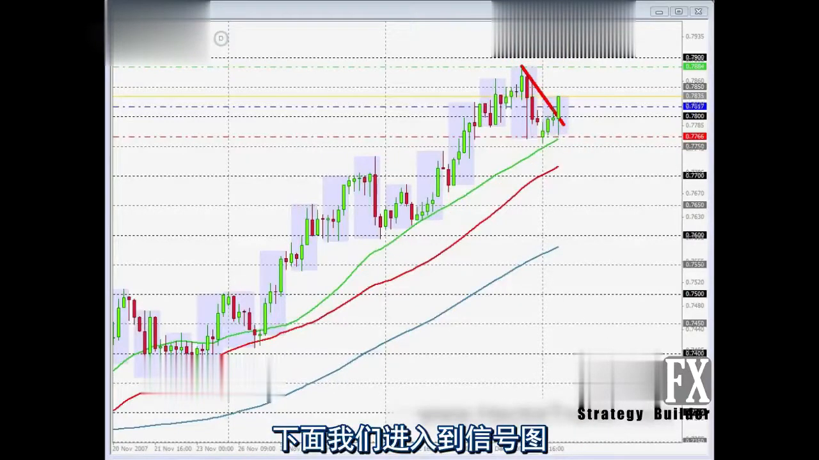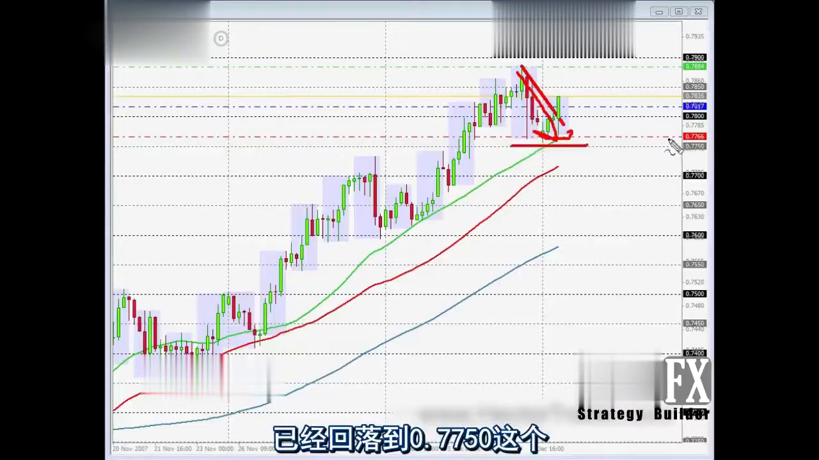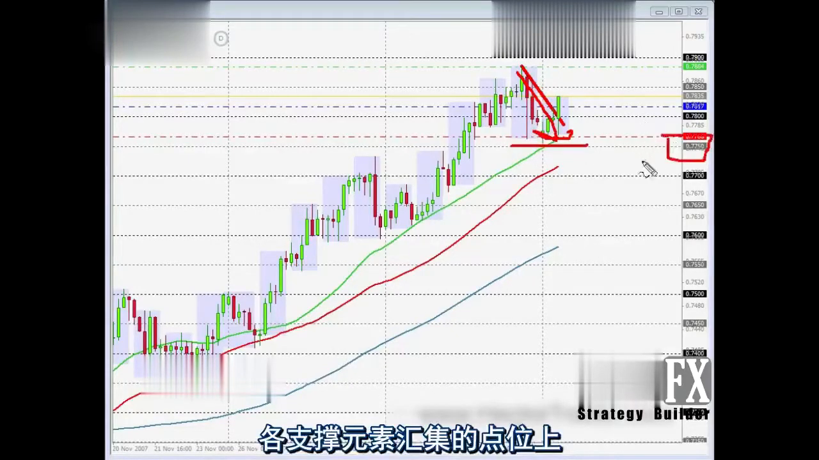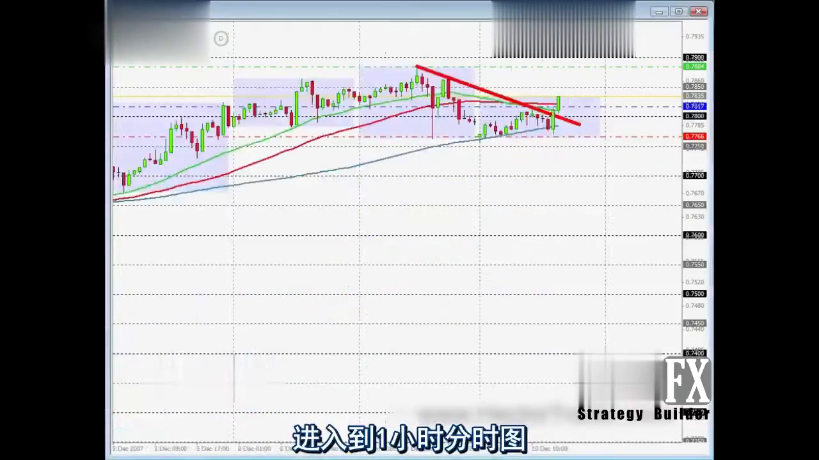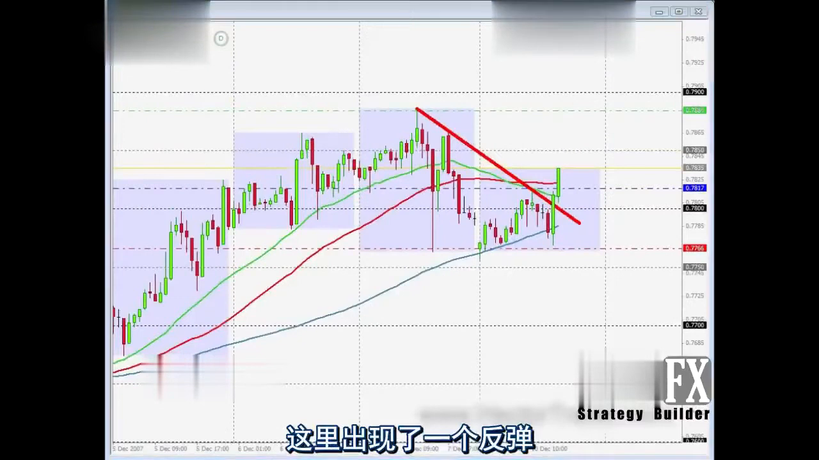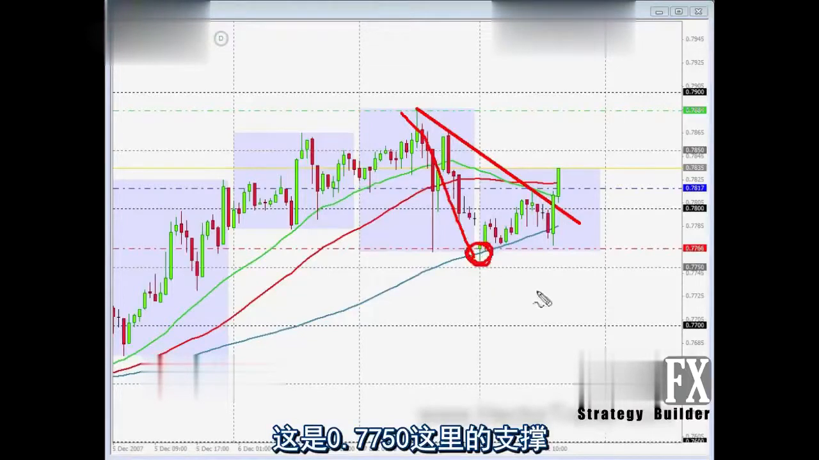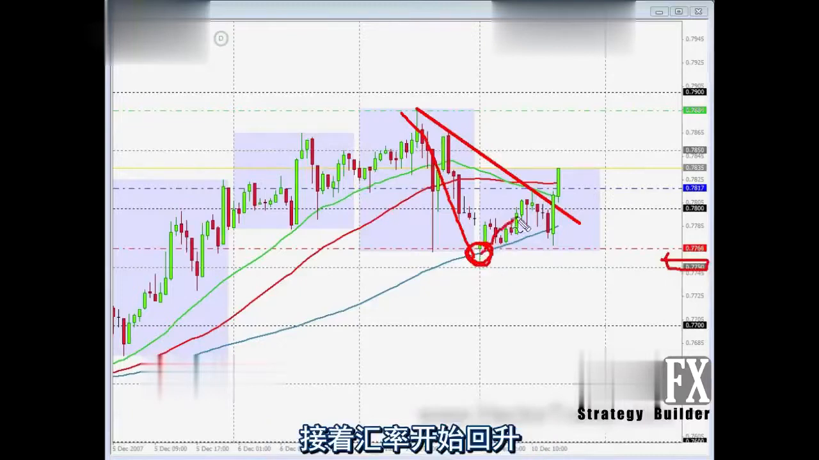Now zooming into the trigger charts, after having retraced back to that confluence of support around 0.7750, zooming into the 1-hour time frame, what I'm seeing is a bounce off that area. So this is the retracement last Friday: we found support at that 0.7750 area, then we pushed back up from there.